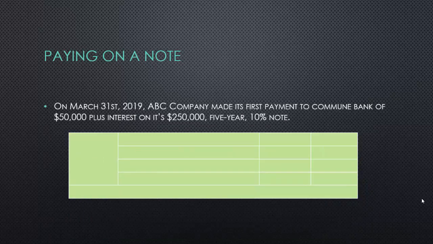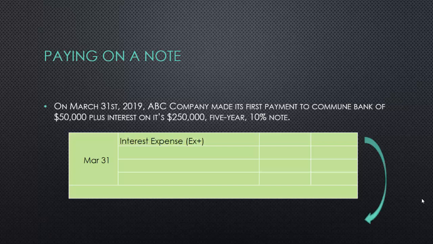When March 31st of the next year rolls around, we have to make our first payment. So our first payment, stated in the terms, we have to give them $50,000 plus all interest that has built up during the year on this note. Throw in the date, and we're going to have a debit to interest expense.